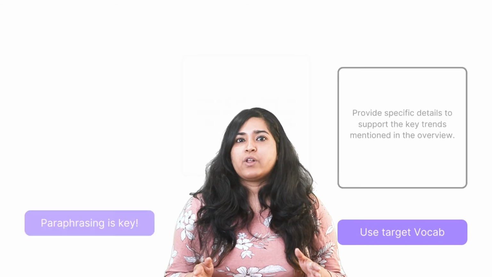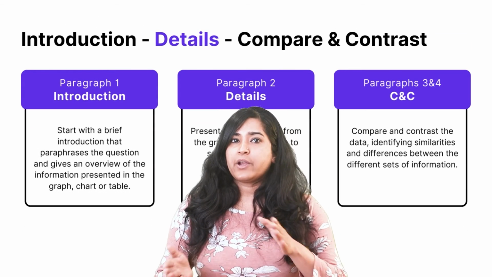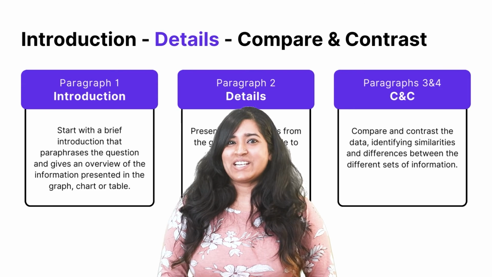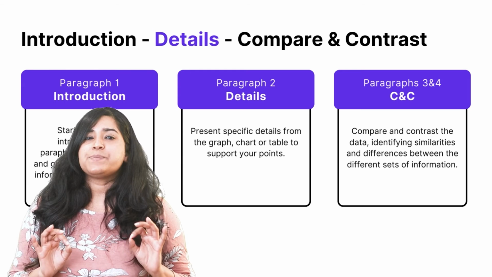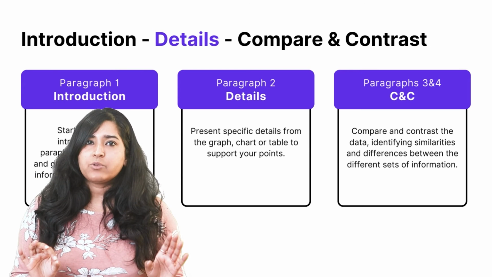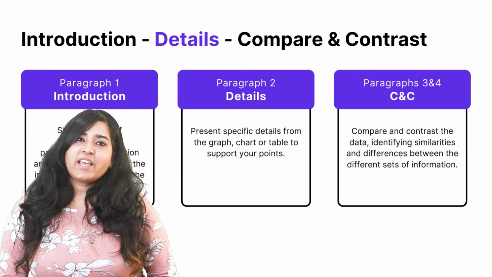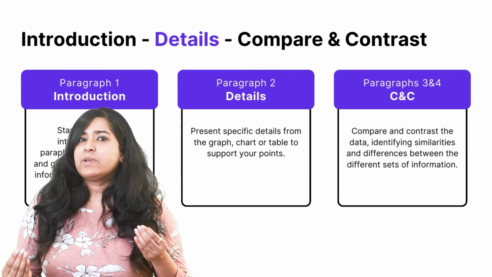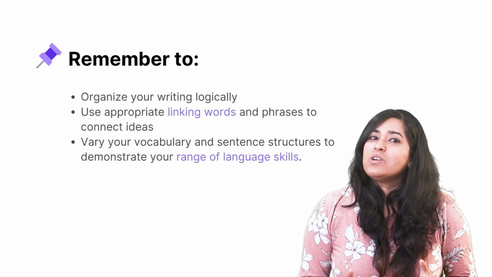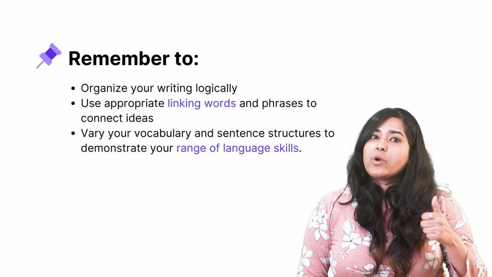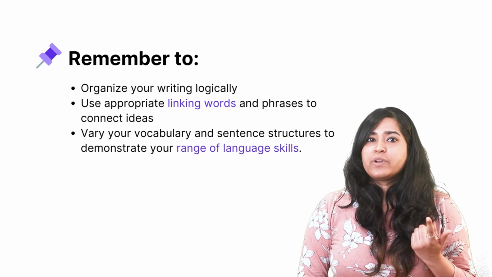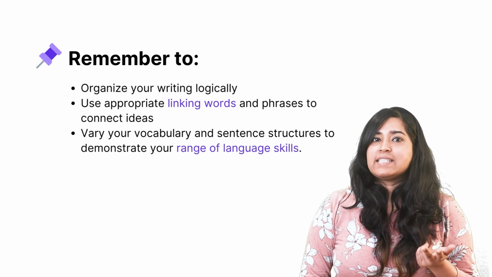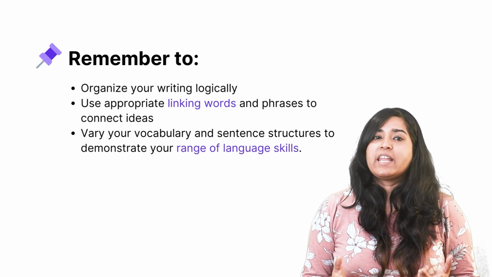The next structure you can follow is introduction, details, compare and contrast. What are we going to start with? You guessed it, a paraphrased introduction. Next, present specific details from the graph, chart, or table to support your points. You can then go ahead and compare and contrast the data, identifying similarities and differences between the different sets of information. Now, you will also need to remember to organize your writing logically, use appropriate linking words and phrases to connect ideas, and vary your vocabulary and sentence structures to demonstrate your range of language skills.